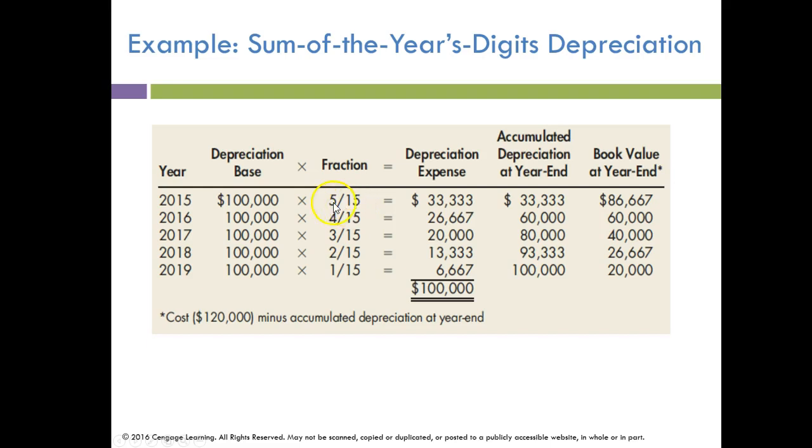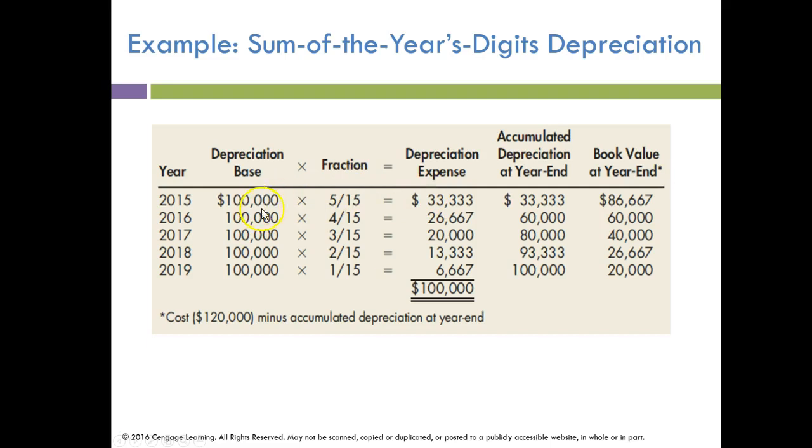And this will be the factor that we multiply our depreciation base against for each of the assets, each year of the asset's useful life. So the first year, 5/15, that comes to 1/3. So we're taking 33,333 as depreciation expense in year 1. Then we've got a book value at the end of 86,667.